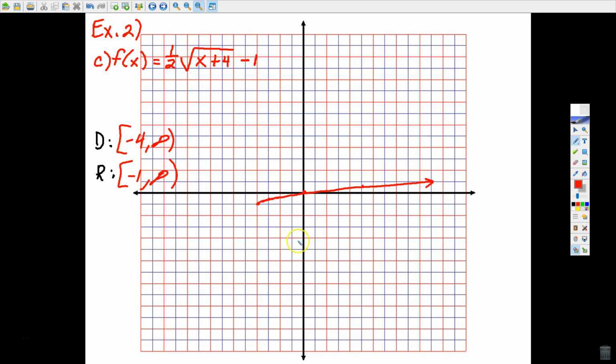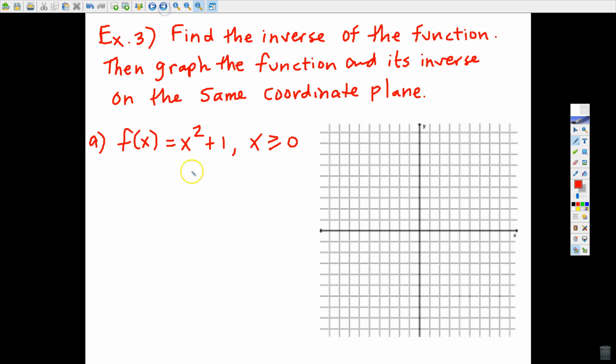Like that. Okay, that takes care of example 2C. And then my final examples will take care of the last set of problems that you have to do. It's the block of problems 31 to 38 on page 342. So the directions say to find the inverse of the function.